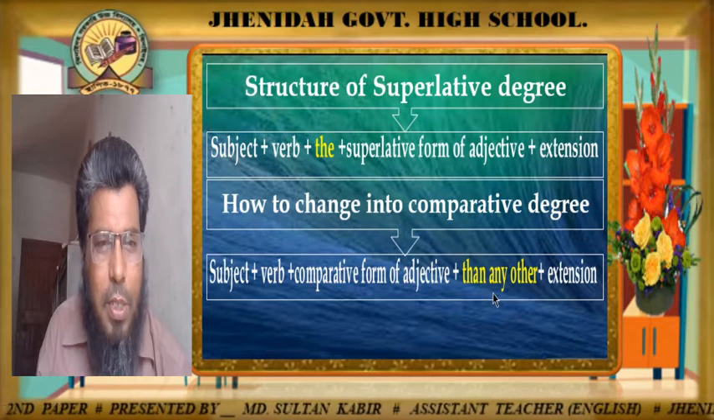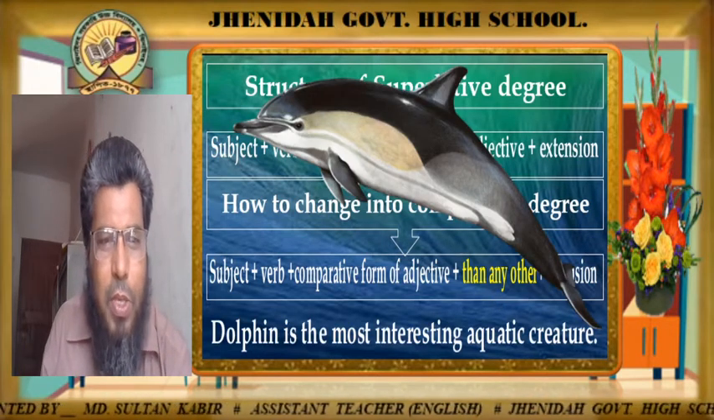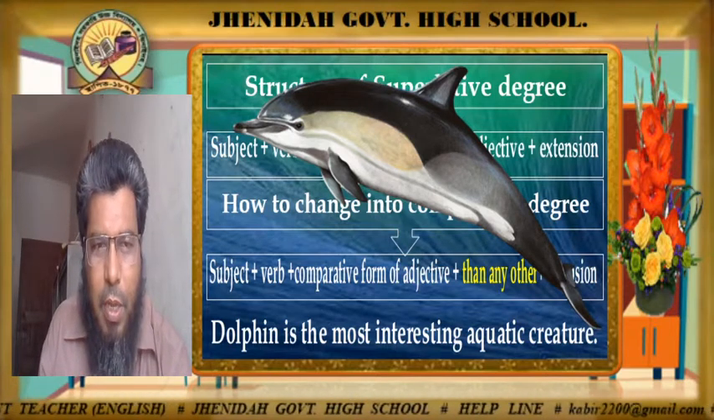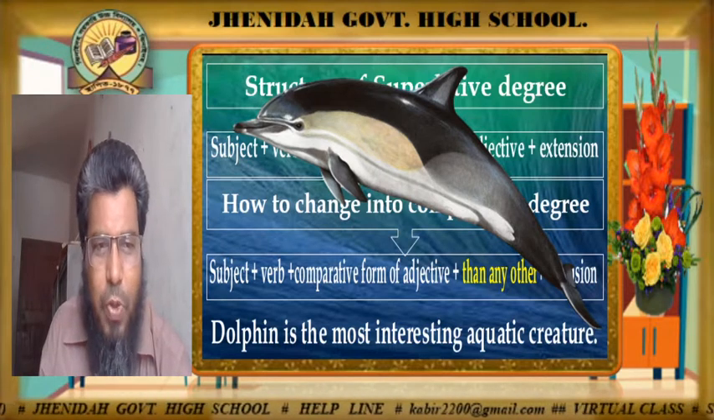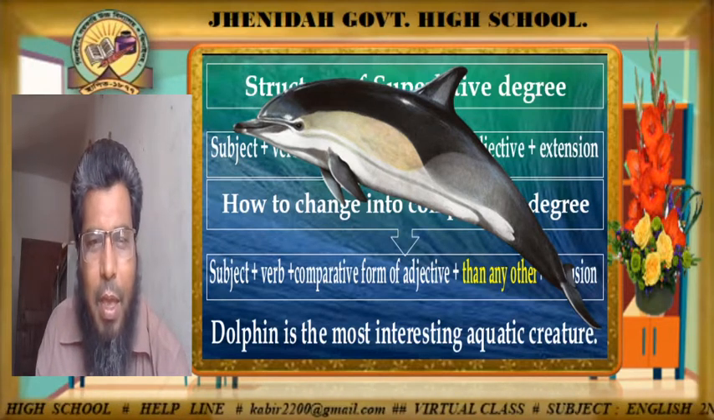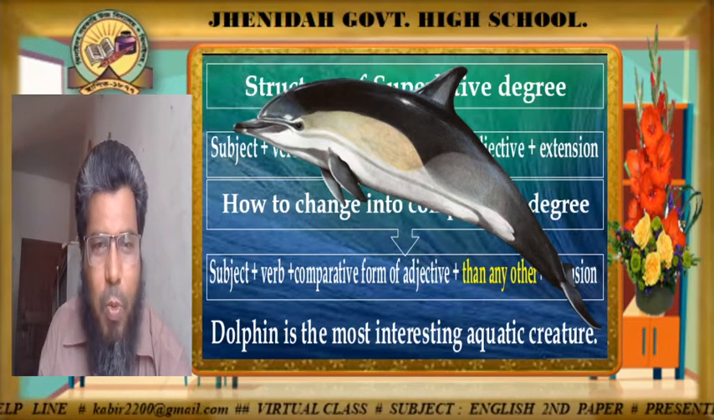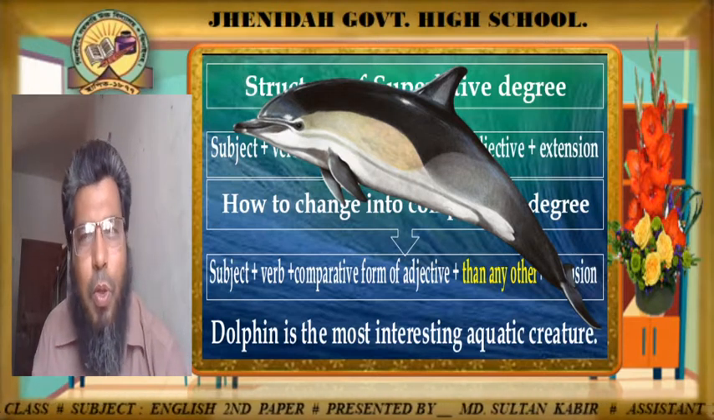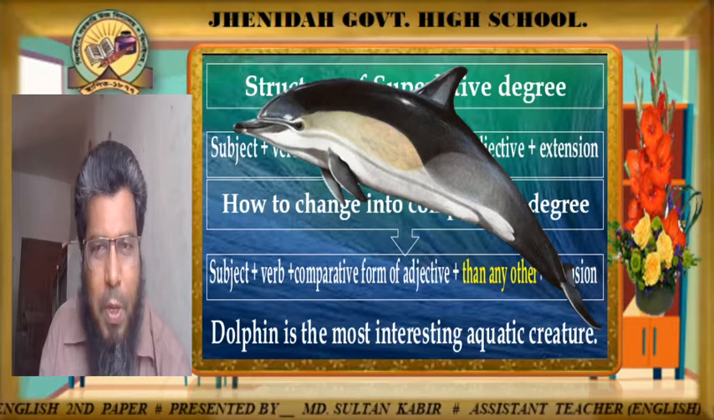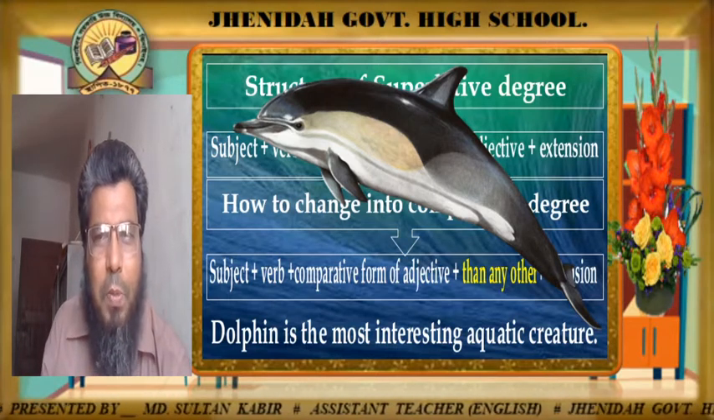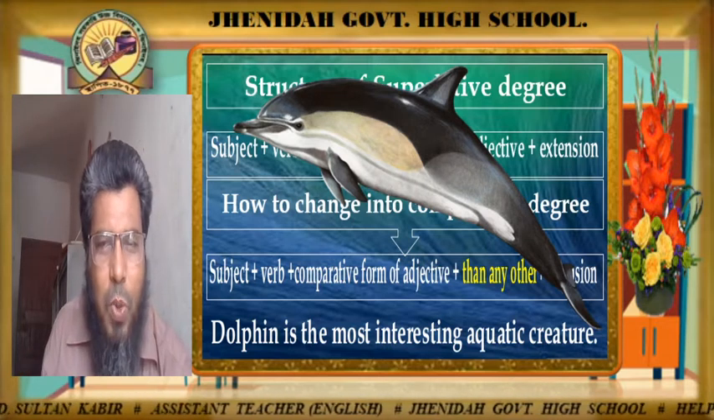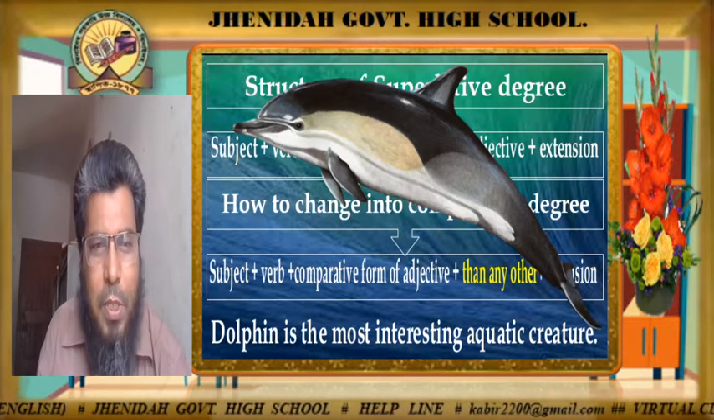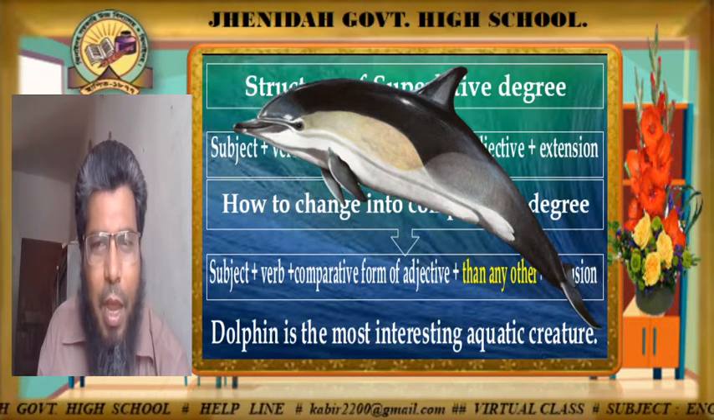Now look at the example here: a dolphin is the most interesting aquatic creature. Look at the structure of the sentence. Subject: dolphin, verb: is, then the most interesting, the superlative form of the adjective, and the extension: aquatic creature. So what would be the comparative form? To change this superlative degree into comparative we must follow this structure: the same subject and verb, then the comparative form of the adjective, then then any other, and then the extension.